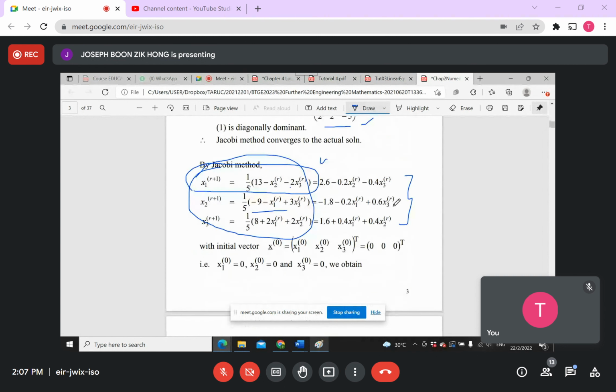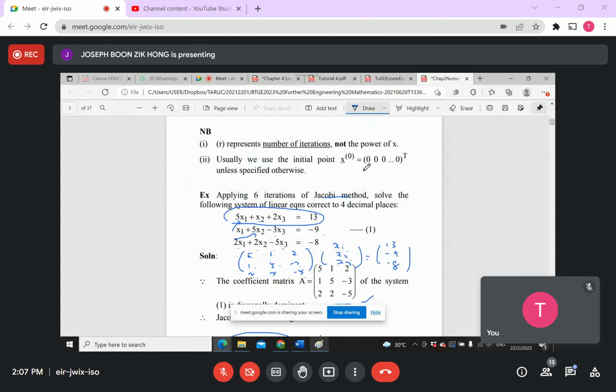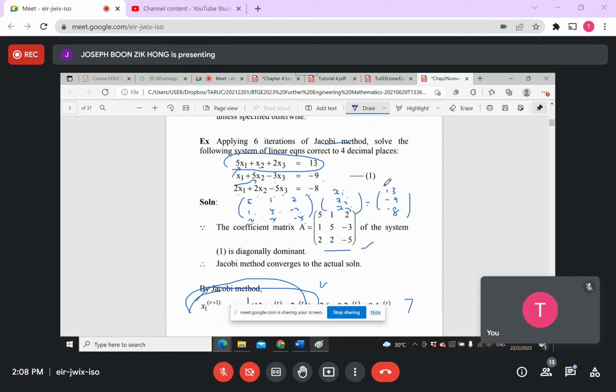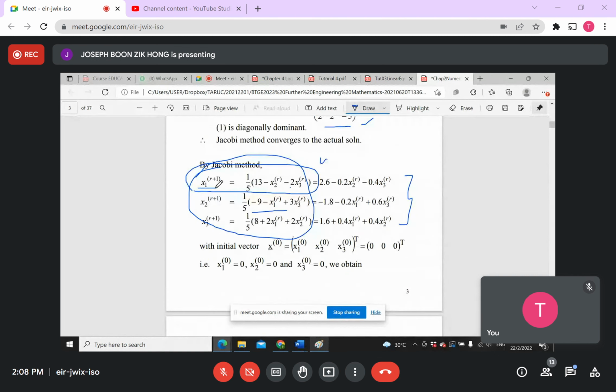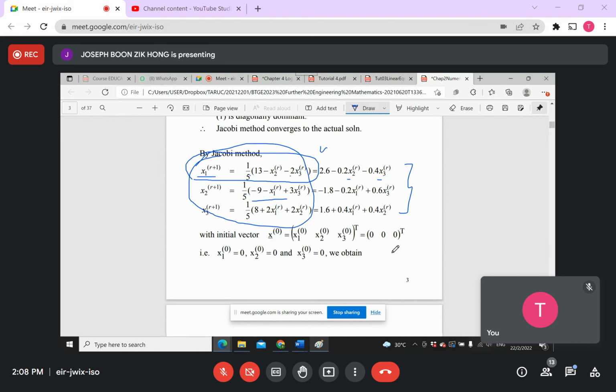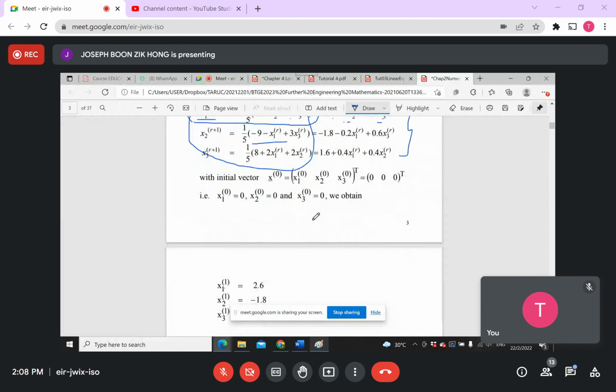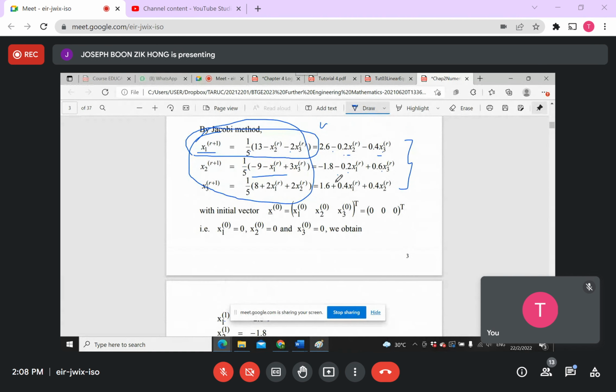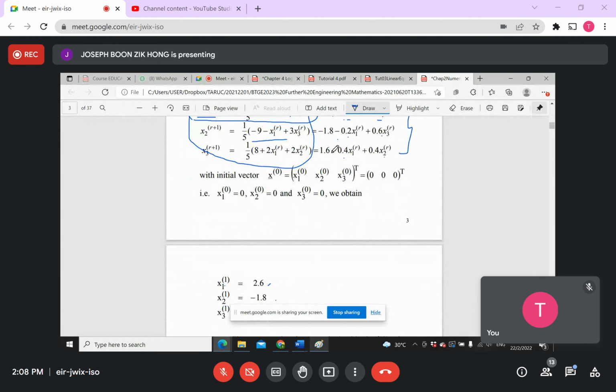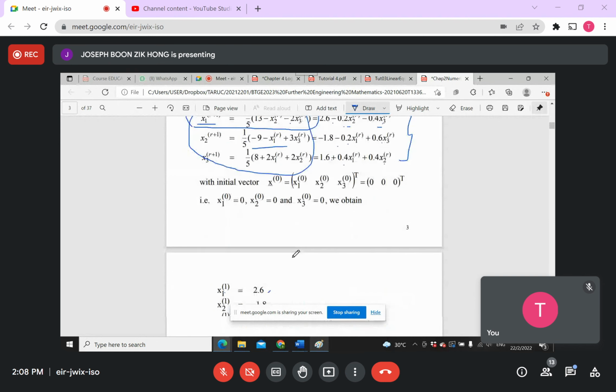And then normally they will tell you what the initial point is. Okay, if they don't tell you, then you just assume your initial point is 0, 0, 0. What is meant by initial point? Because you want to get x1 at r plus 1, you need to have x2 at r and x3 at r. So initial point means I assume this one starts with 0. Okay, 0, 0. So I will get x1 when it is 0, 0, then I will get 2.6. With 0, 0, I get negative 1.8. With 0, 0, I get 1.6. So now you have x1.